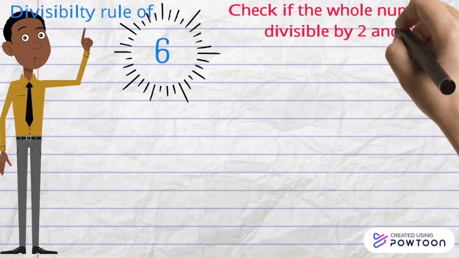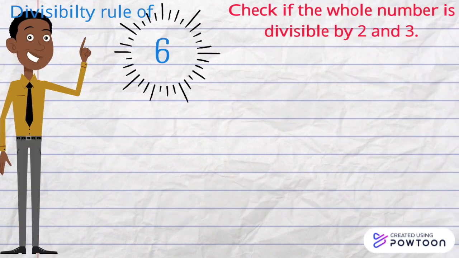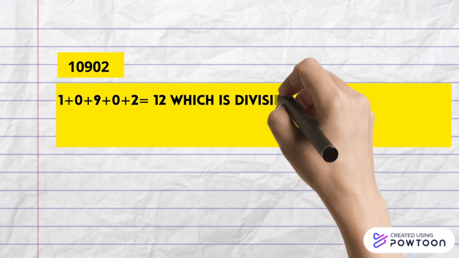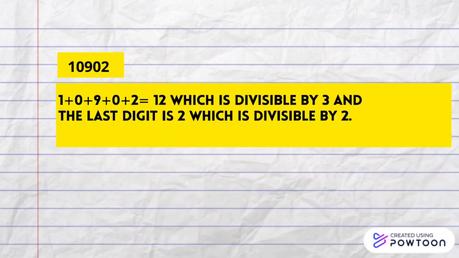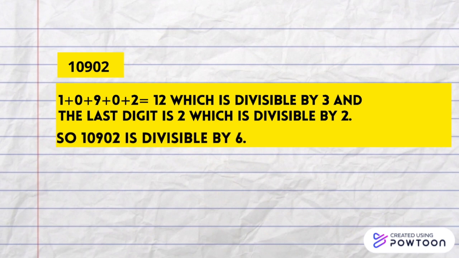For the divisibility rule of 6, the whole number must be divisible by 2 and 3, and you already know the divisibility rules of 2 and 3. Look at this example. For 10902, 1 plus 0 plus 9 plus 0 plus 2, which is 12, is divisible by 3. And the last digit, which is 2, is divisible by 2. So 10902 is divisible by 6.